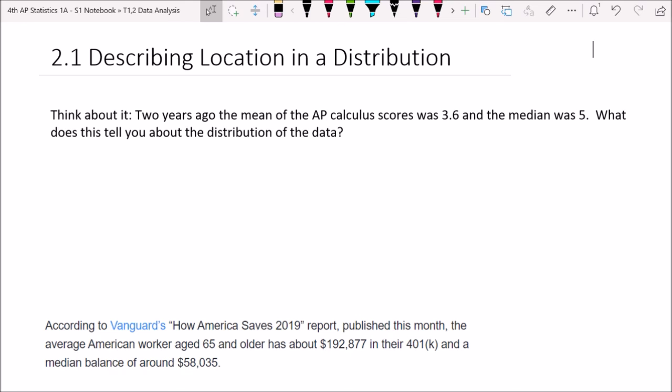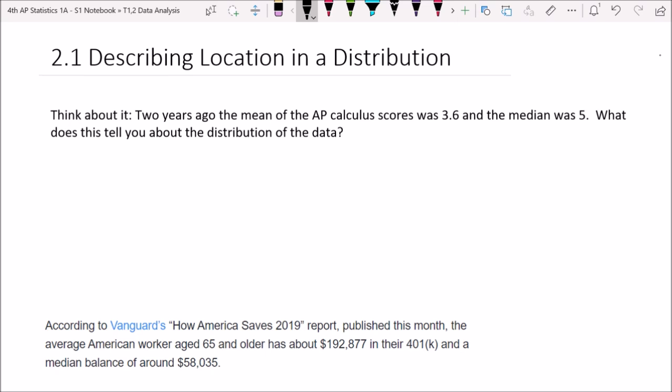So think about this. Two years ago, the mean AP Calculus score in my class was a 3.6 out of 5, and the median was 5. What does that tell you about the shape of the distribution of my AP Calculus scores? Pause the video if you want to think about that and try to figure it out.